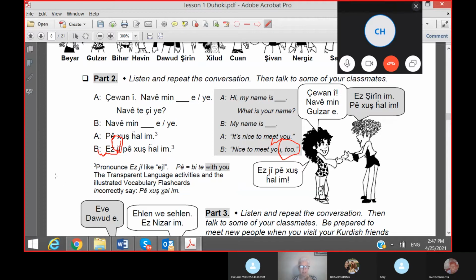Now, I do have one mistake on the transparent language activity, and that is that it is incorrectly written with an X instead of an H with 2 dots. So you can correct that when you get there.